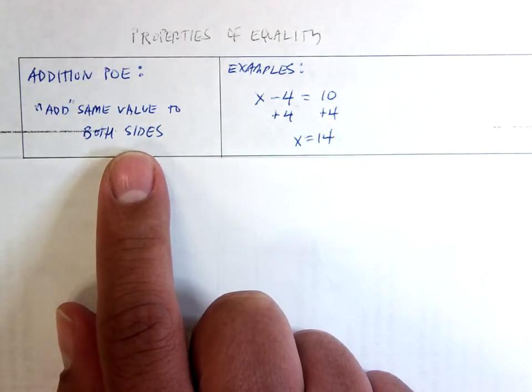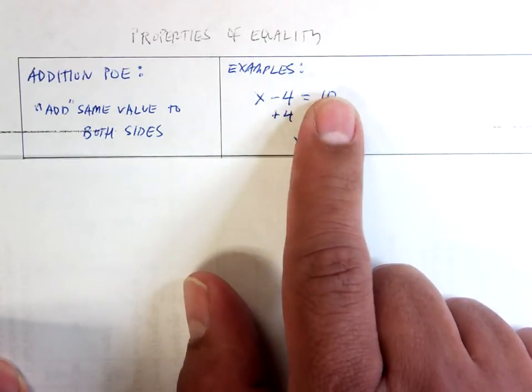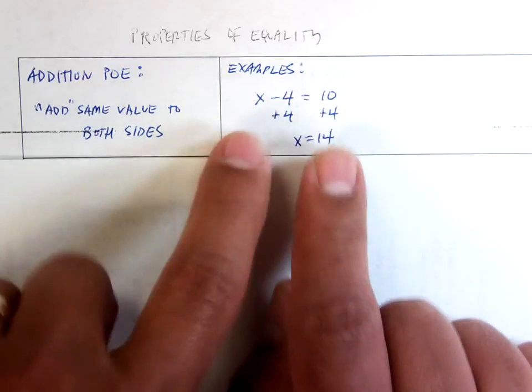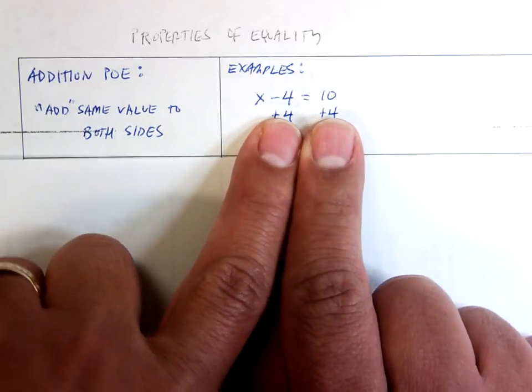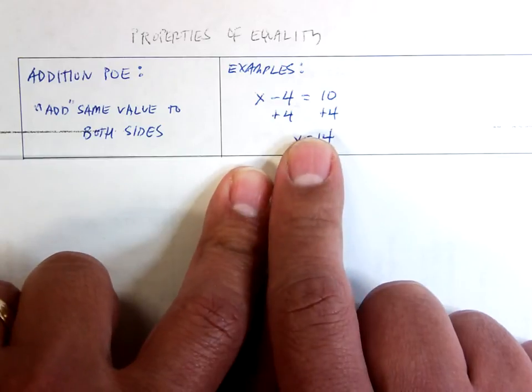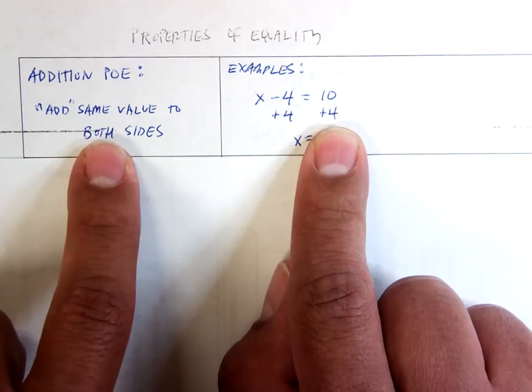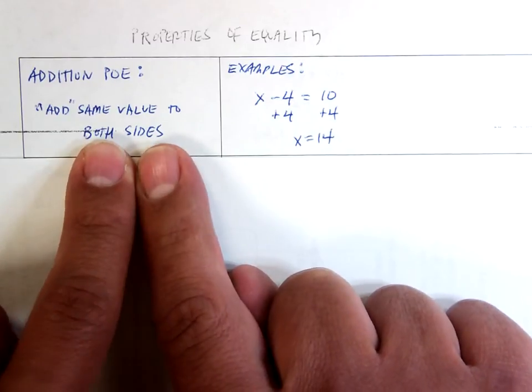So most of us know how to do this. We do it all the time without thinking about what we're doing. So my example, when I've got an equation that says x minus 4 equals 10, what do I do to solve that? I add 4 to both sides. Of course, then I would get x equals 14. So the justification for this step, my reason, is the addition property of equality.